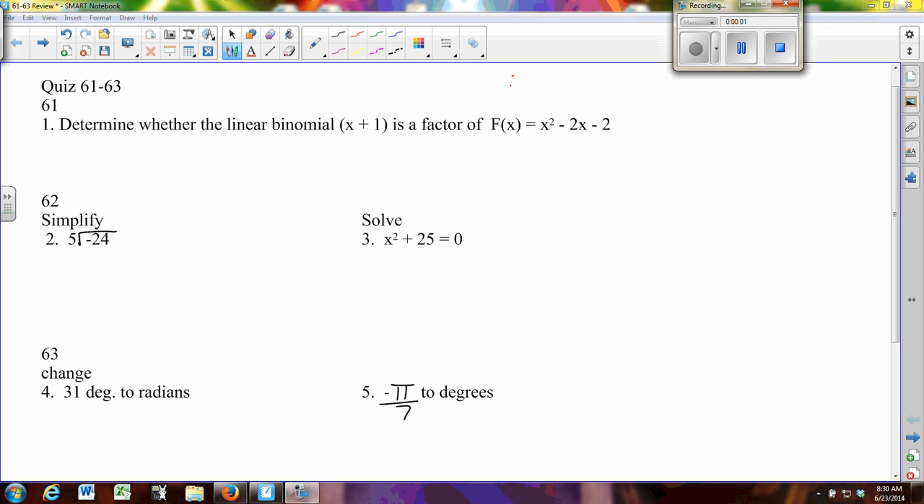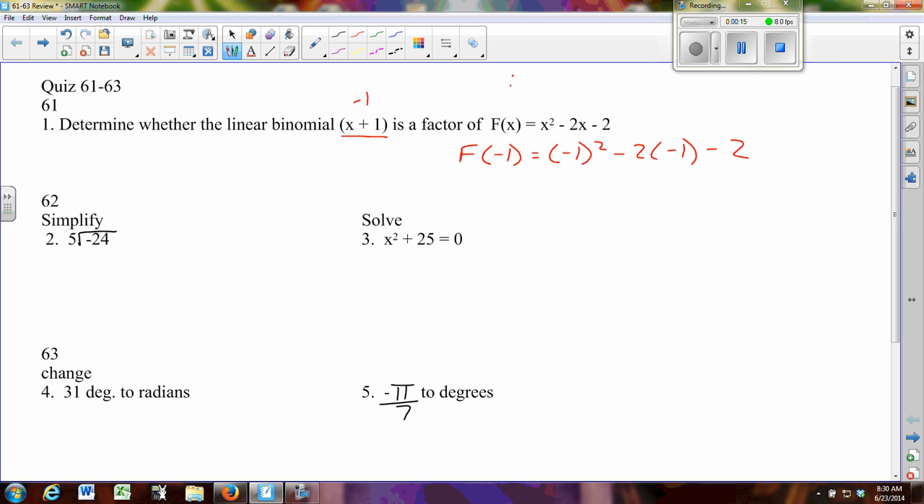To determine whether the linear binomial is a factor, we'd have to find the 0 of x minus 1, which is 1. So we put in f of -1 into x. So I'd have to put it in parentheses. -1 squared would be 1 minus -2 times -1 would be +2 minus 2. This equals 1, so it is not a factor. If it equaled 0, it would be a factor.